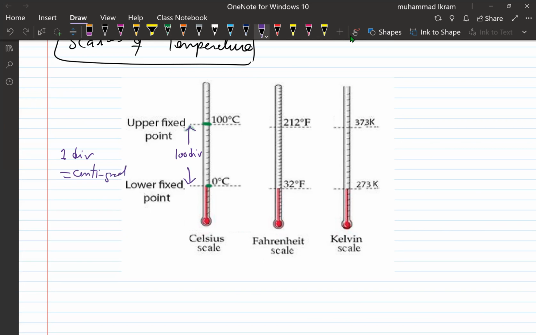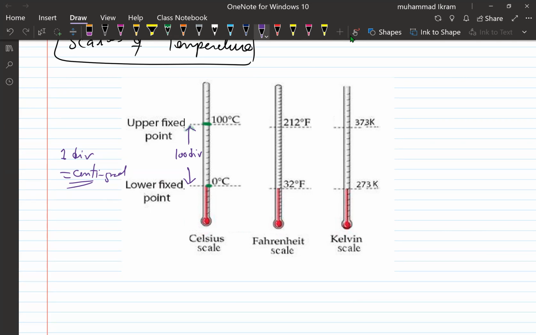Why is it called centigrade? Because it is divided. Centi means one over a hundred, so it is divided into 100 divisions. This is why it is called the centigrade scale or the Celsius scale.